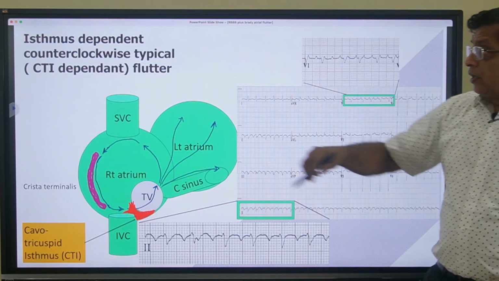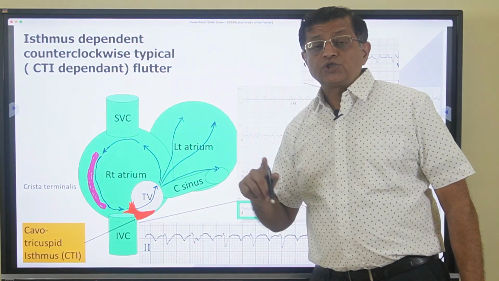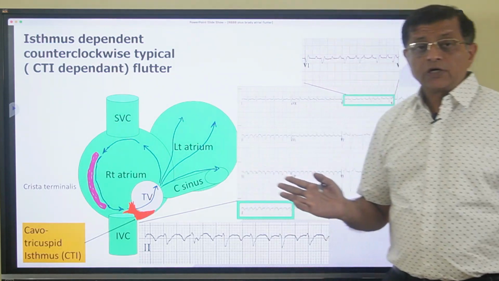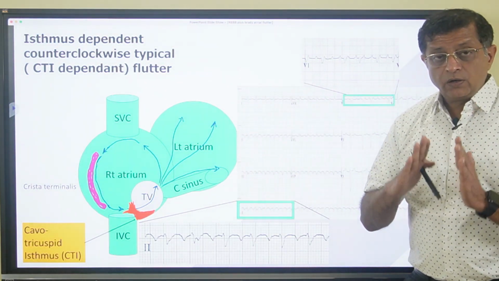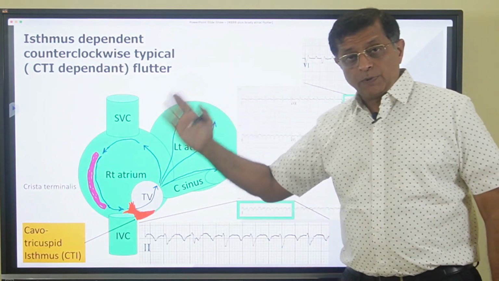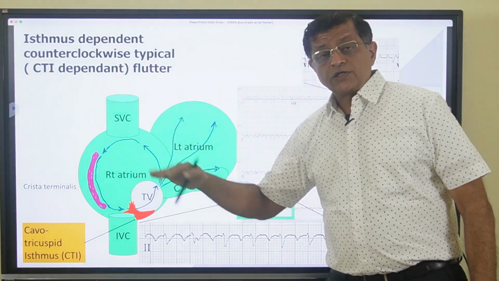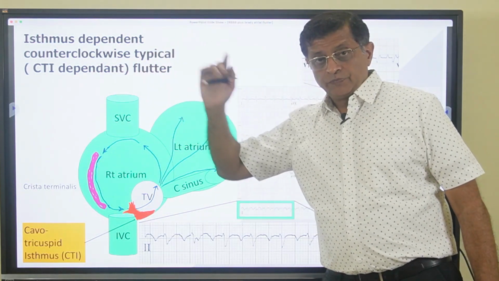Therefore, most of the flutters which occur are isthmus dependent, and these are called typical. Therefore, there are two types of atrial flutter. Typical, that means they are dependent on the cavo-tricuspid isthmus, CTI dependent. They are called typical flutters. They could be clockwise or anti-clockwise. And the other flutters are atypical, which are not CTI dependent.